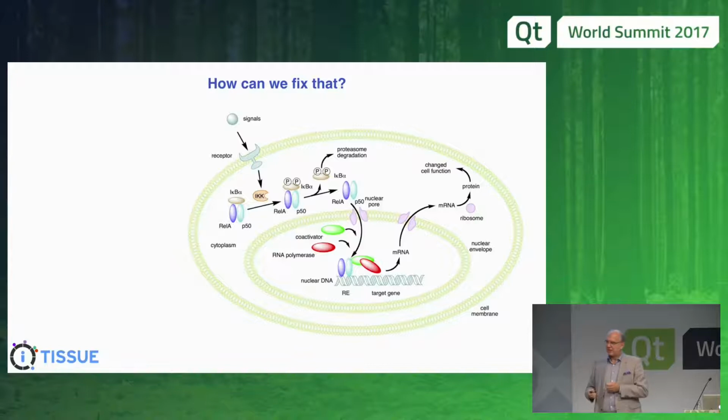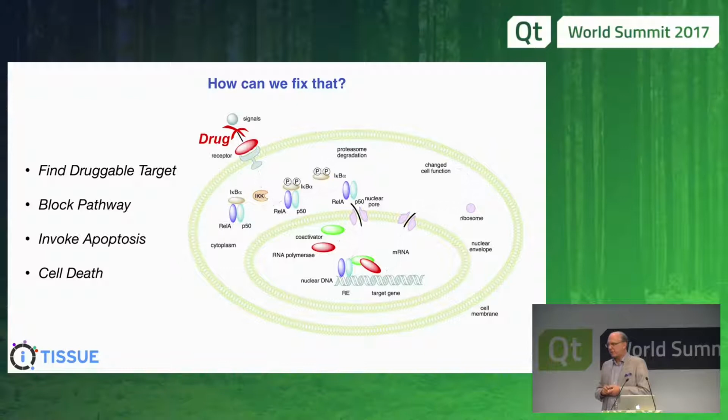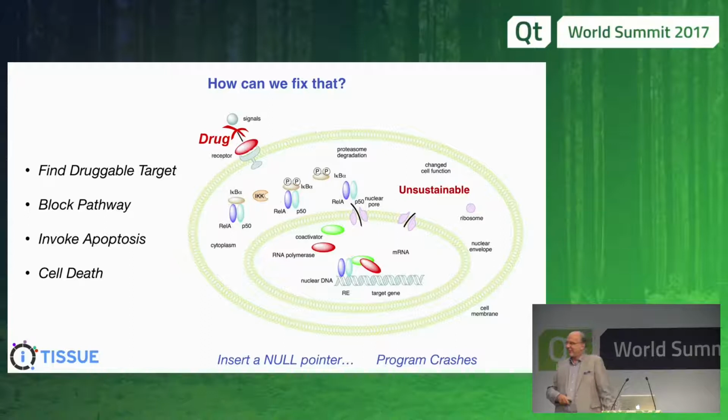So if we can find a druggable target, then we can block that pathway, and then we can invoke eventually cell death. So if you put the drug on the receptor, the entire program is stopped. So it is essentially like introducing a null pointer in your computer program. Program will crash, and then the cell dies, so you're done.